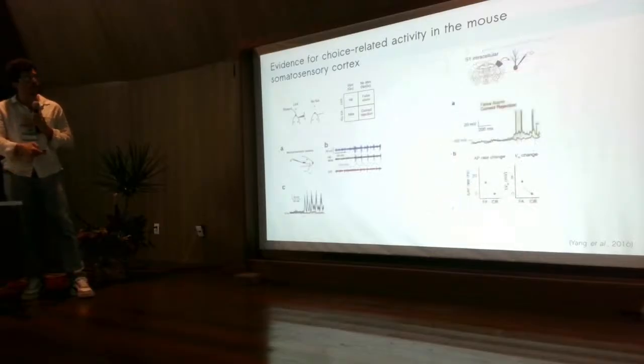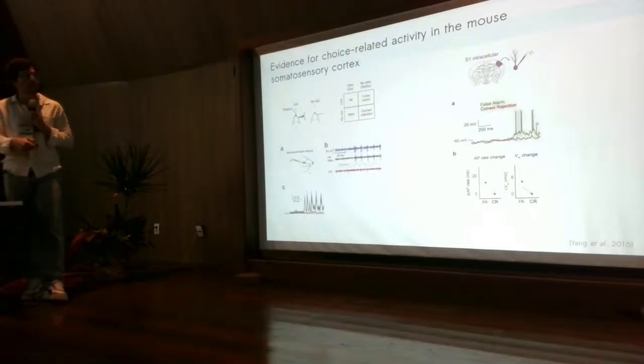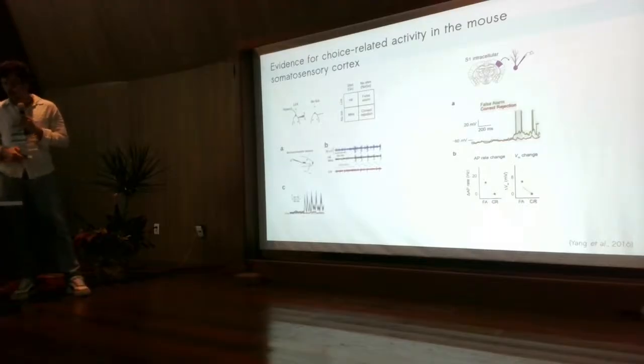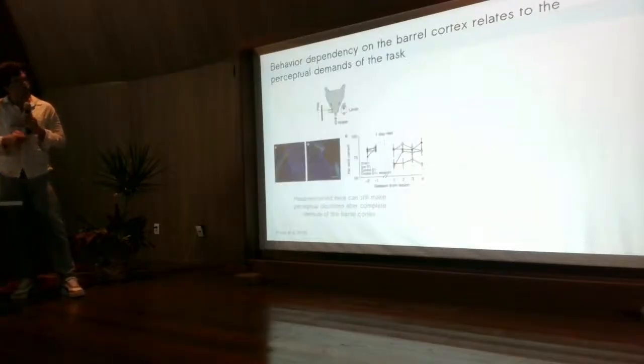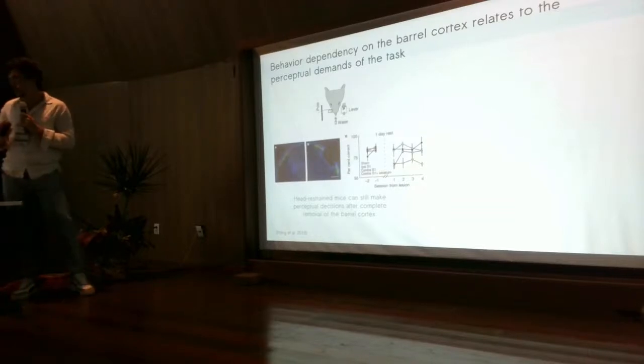And what is interesting is that for the false alarms, meaning trials in which there is no stimulus and the animals lick, there is also significant activity in the primary somatosensory cortex. So this paper shows that there is evidence for choice-related activity in the somatosensory cortex, but there is something puzzling related to the activity of this region in perceptual decisions.